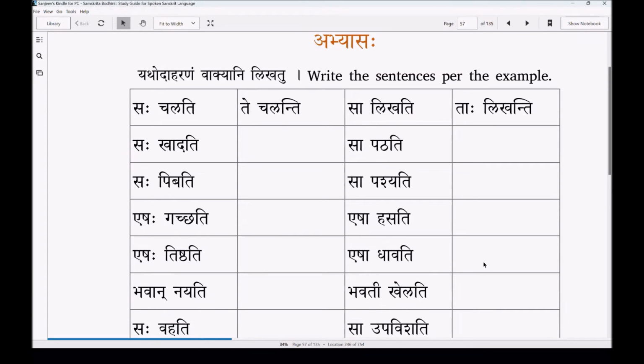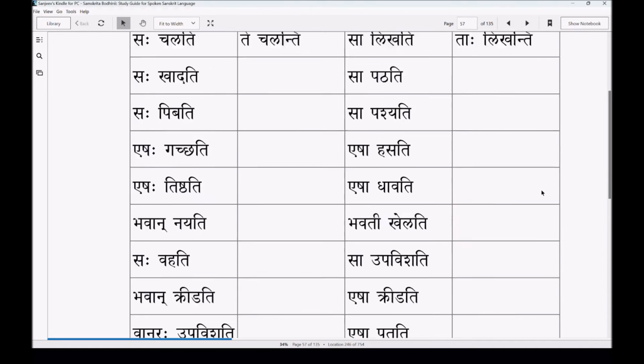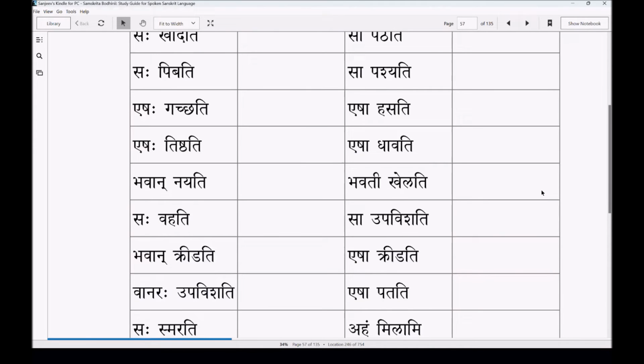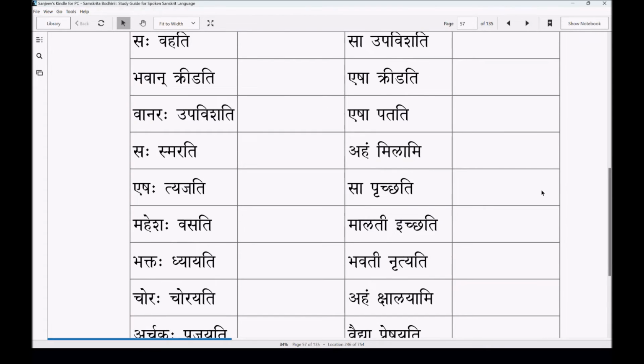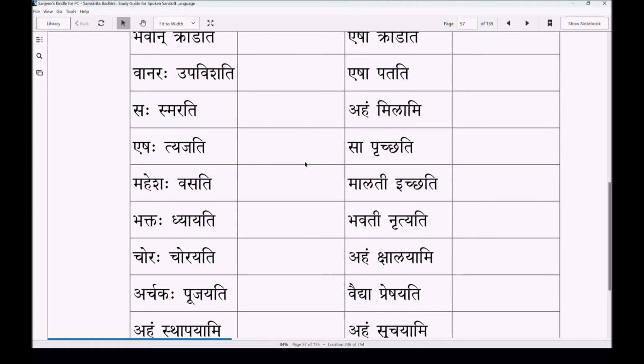So some sentences are here for homework. Sah chalati, te chalanti, sa likhati, tah likhanti. This is the Strilinga form, but the Bahuvachana form of the verb remains the same. Chalanti, likhanti, khadanti, pathanti, pibanti, pashyanti, gacchanti, hasanti, tishtanti, dhavanti, nayanti, khelanti, vahanti, upavishanti, kridanti, kridanti same, you don't change. Then upavishanti, patanti, smaranti, milanti.